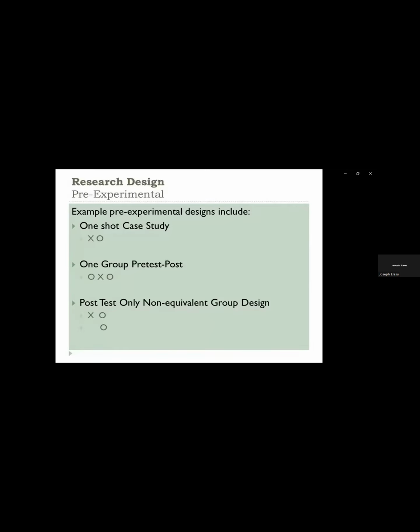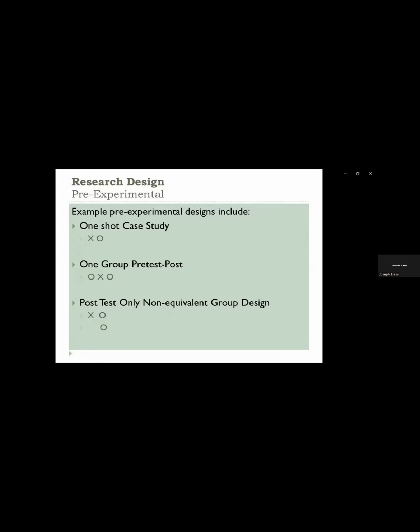Again, going back to our parenting example, I would give parents a pre-test to measure their parenting skills. I do the intervention, and then I give them the post-test. Now, this may be a stronger design because I can see if there was an increase or decrease in parenting skills, but it might have been the pre-test that caused the increase on the post-test. So again, I can't say it was the parenting skill class that actually caused the increase or decrease in the parenting skills.